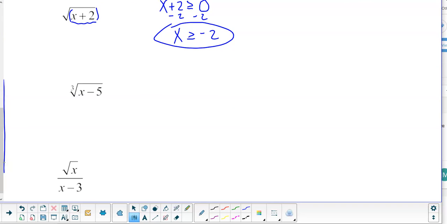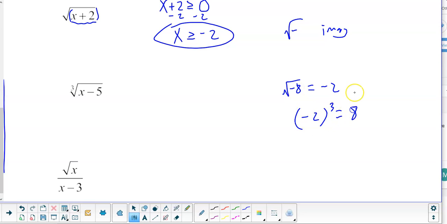Cube roots don't really have any restrictions. And the reason is, again, square root of a negative causes problems. That's going to be imaginary every time. We don't know about those, but we know square root of negatives do that. But cube root of a negative, for example, can you take the cube root of -8? Well, yes, the answer is -2. -2 times -2 times -2 is -8. So -2 to the third power is -8.